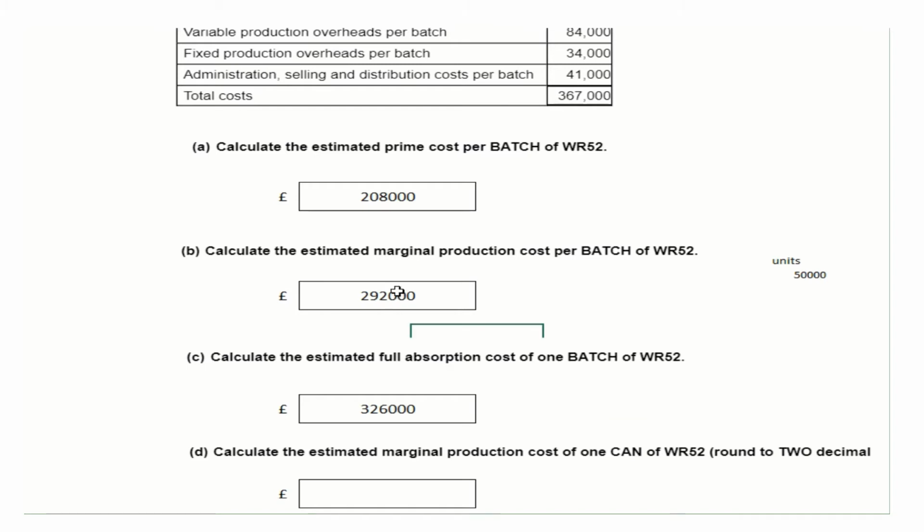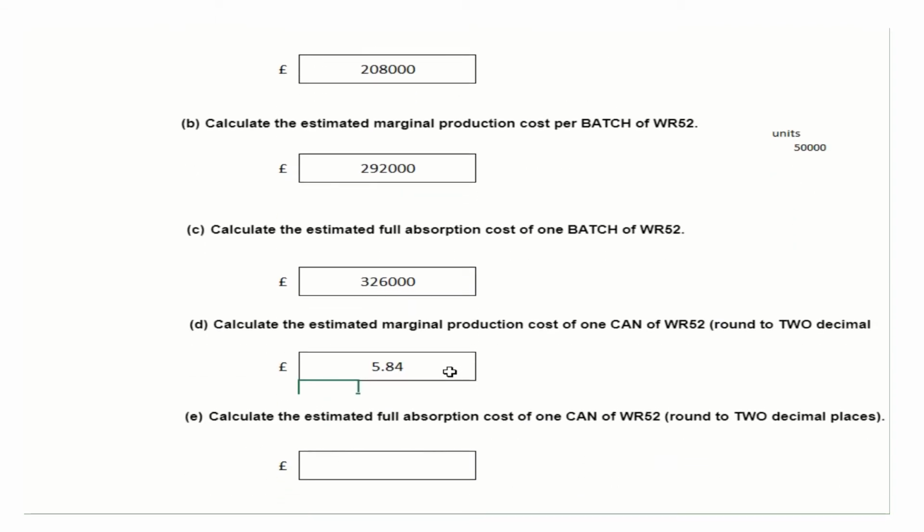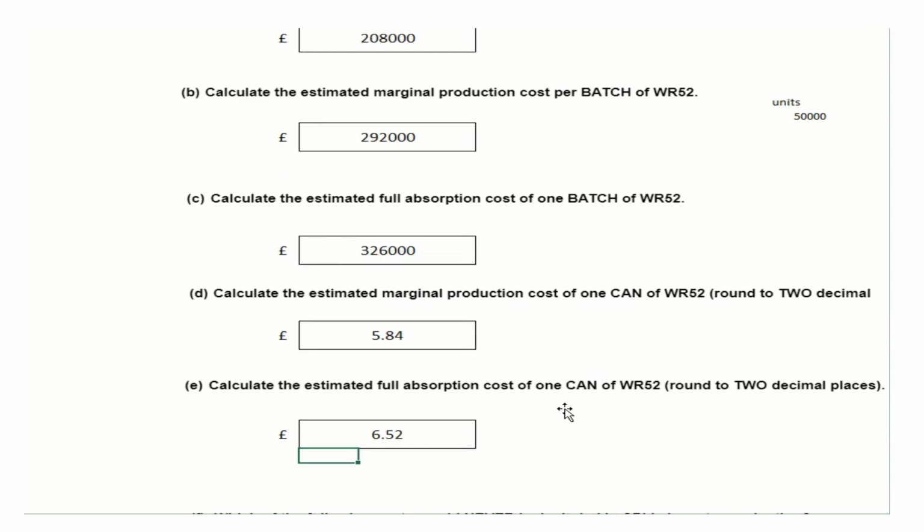If we carry on now, calculate the estimated marginal cost per one can. So we've got the marginal cost, which is here, and we need to divide it by the 50,000 units that we wrote and kept to one side, didn't we? So if we get the marginal cost and divide it by 50,000, we will get £5.84 per can. The next question is the full absorption cost of one can. So that's the same, but just using the full absorption total, which was 326,000, and you divide that by the 50,000 units, you end up with £6.52.